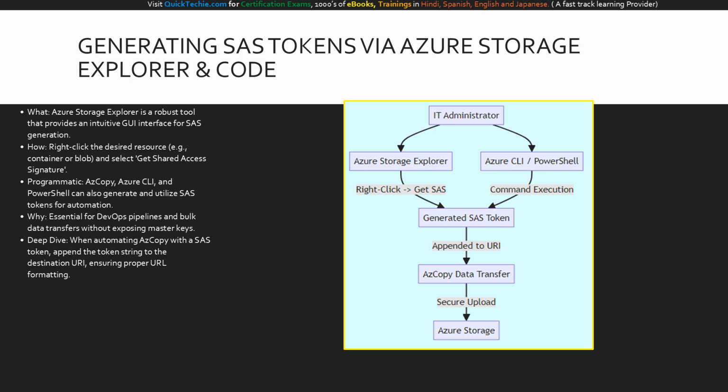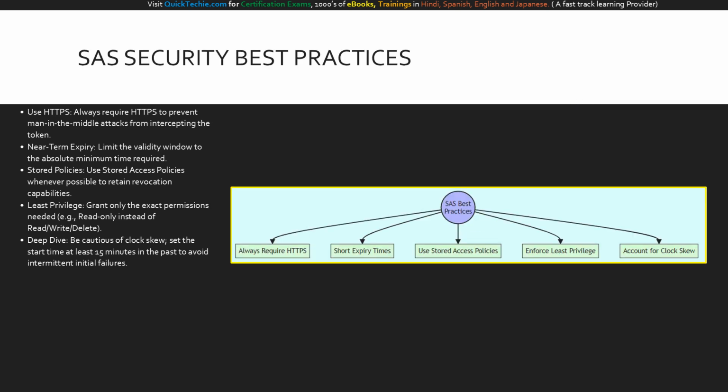This flowchart maps the different operational pathways for SAS generation. An IT administrator can choose the graphical route via Azure Storage Explorer or the programmatic route via the Azure CLI or PowerShell. Both paths result in a generated SAS token. That token is then injected into an automation tool like AzCopy, which uses it to securely authorize bulk data uploads into Azure Storage. Let's conclude with the definitive SAS security best practices.